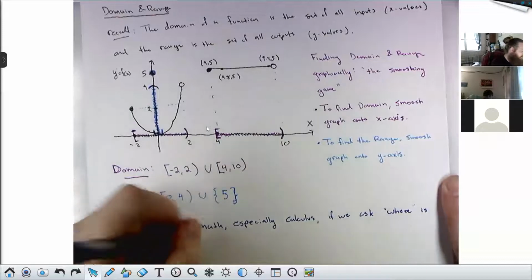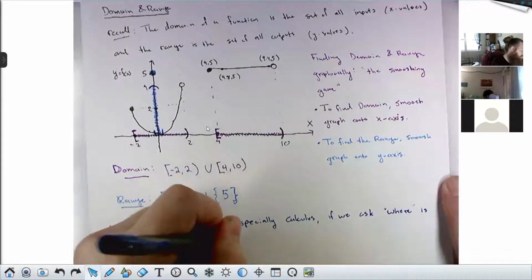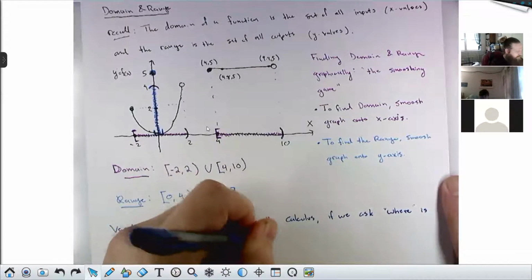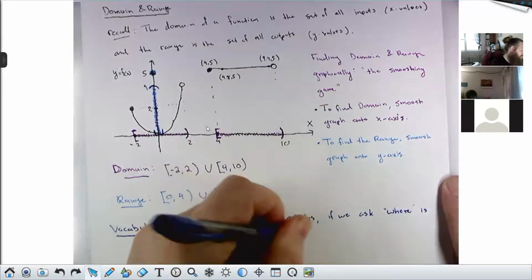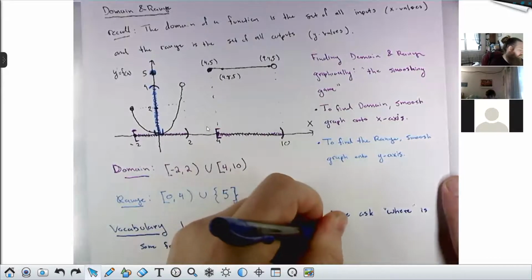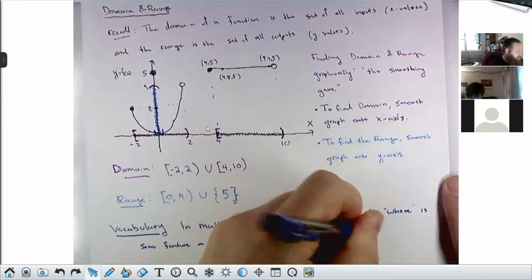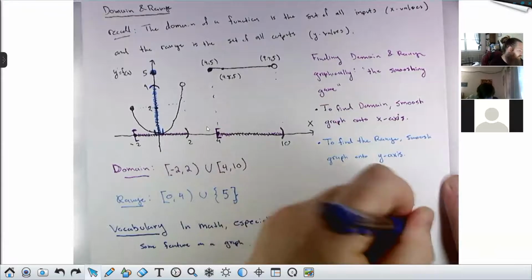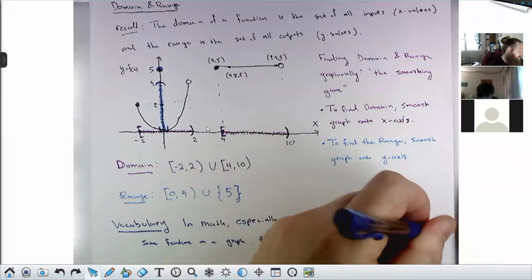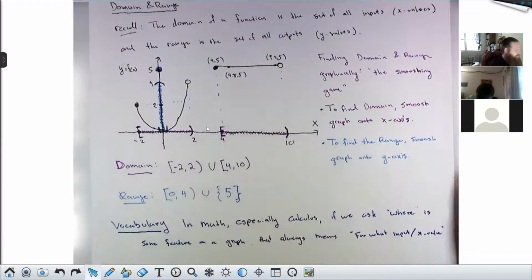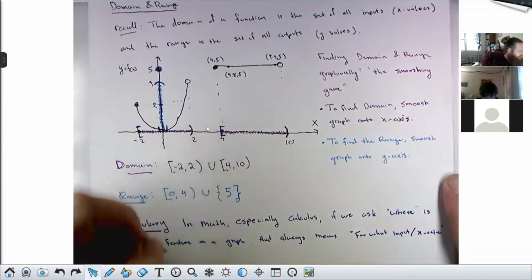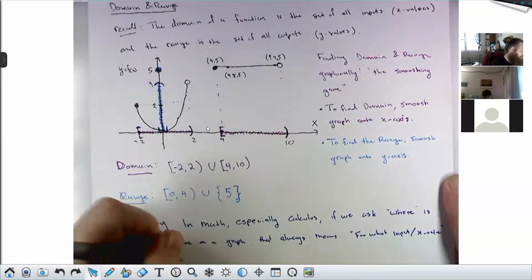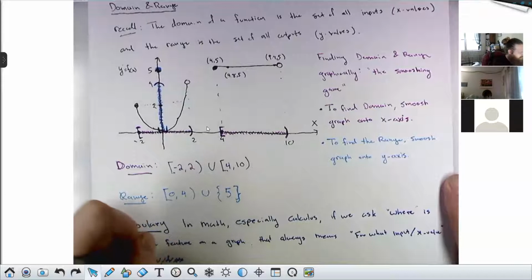Specifically a feature on a graph, that always means for what x value or for what input. Well, let me just leave it at that, actually. I'll just leave it at that.